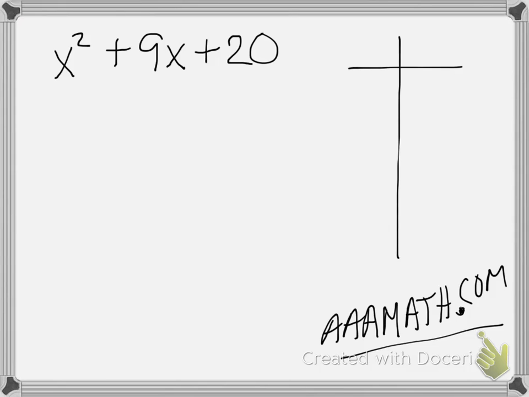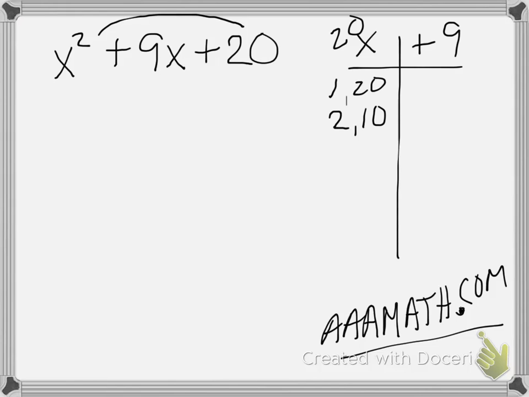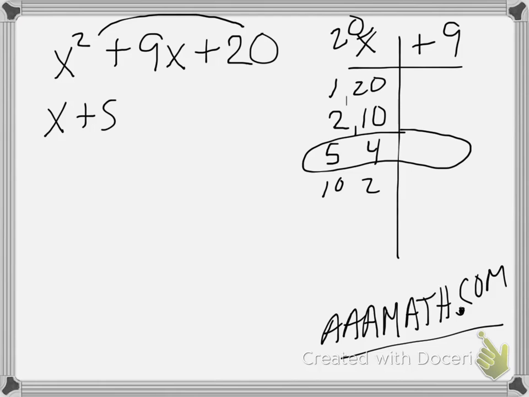So back to this problem. It's multiplying to 20, and it's adding to 9. So 1 and 20. 20 ends in a 0, and it's an even number, so 2 and 10. 2 always goes into numbers that end in even numbers. When it ends in a 0, 10 goes into it, and so does 5. So 5 and 4 and 10 and 2, and bingo, I can stop right there. 5 plus 4 is 9. So x plus 5, x plus 4.